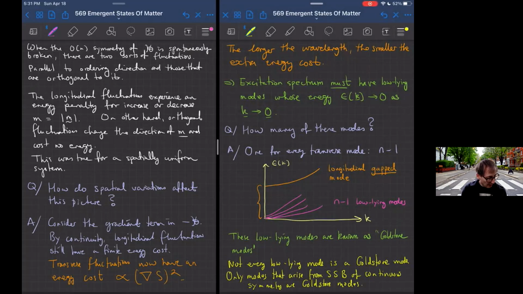All right, so next time we're going to look at what are the consequences of these Goldstone modes for the functional form of the correlation functions below Tc.